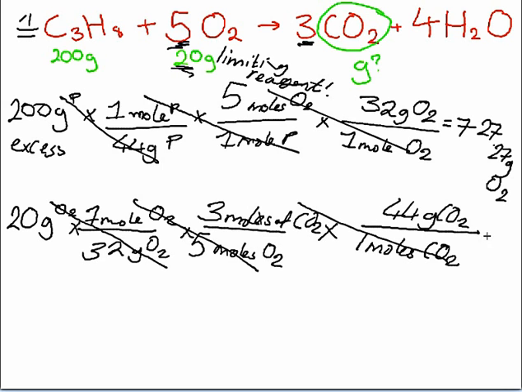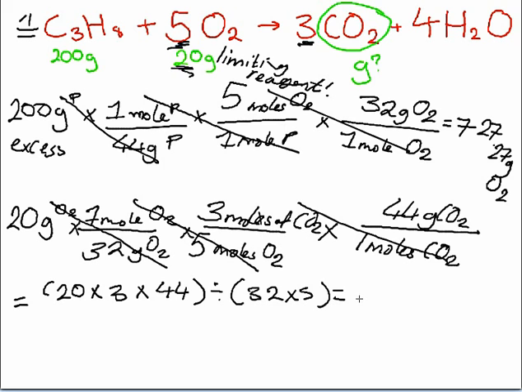There's no space here, so I'm just going to write it here. What you put in the calculator is 20 times 1, but I'm not going to write that. So 20 times 3 times 44 divided by 32 times 5 equals, so I put that in the calculator and I got 16.5 grams of CO2. So you multiply everything on top, everything on the bottom, just like the type 1 method.